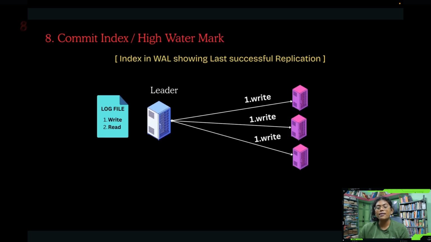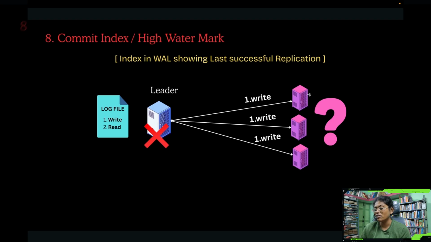And the eighth concept is commit index or high watermark. This is an index on the WAL showing the latest successful replication. For example, this is the problem that the commit index solves, guys. So we are having a log file and there are two operations, write and read commands. Firstly, the leader is sending the write command to all the followers, and the followers are processing that request, and suddenly the leader goes down, and this log file is discarded on the server side, and the next command for the follower servers to execute won't be there.